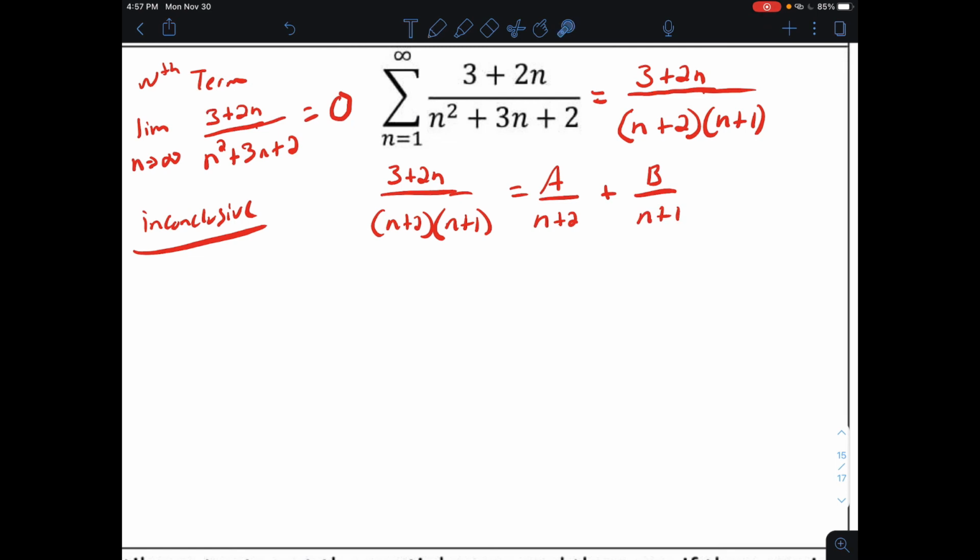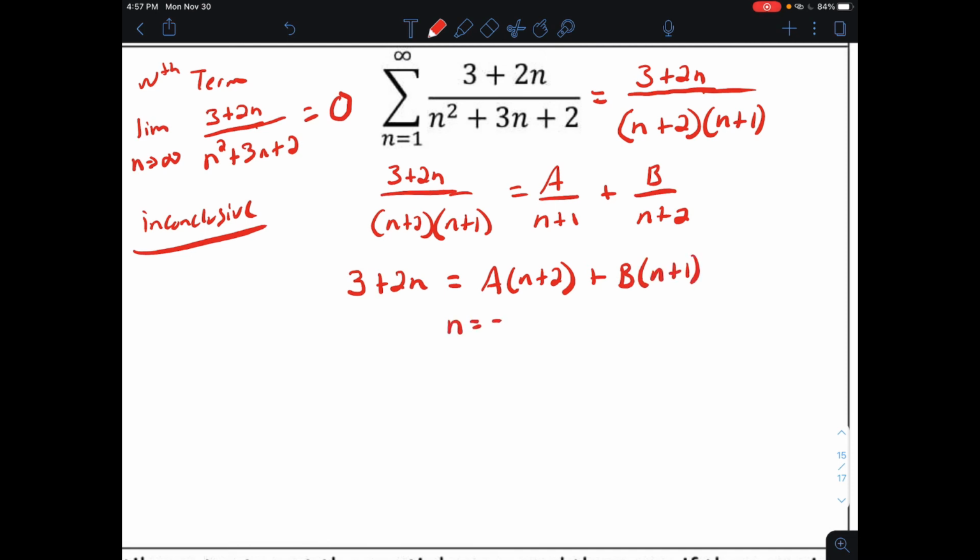Now, actually, let's do this. Let's change the order of these so the smaller denominator would come first. All right, so if I go through the process of getting common denominators, I'm going to skip a line here. And so I'd have 3 plus 2n is equal to A times (n plus 2) plus B times (n plus 1). And then we start solving for A and B.